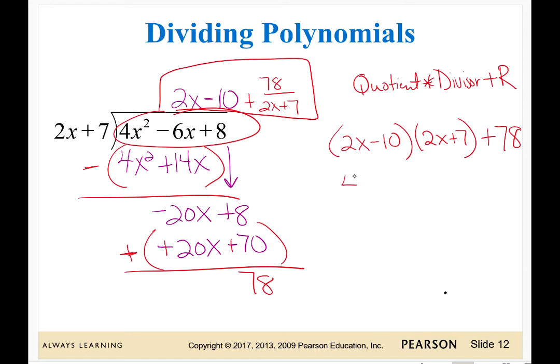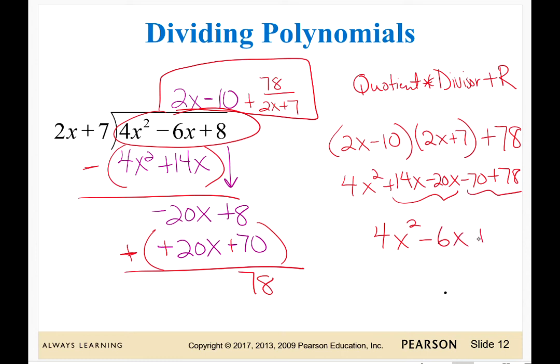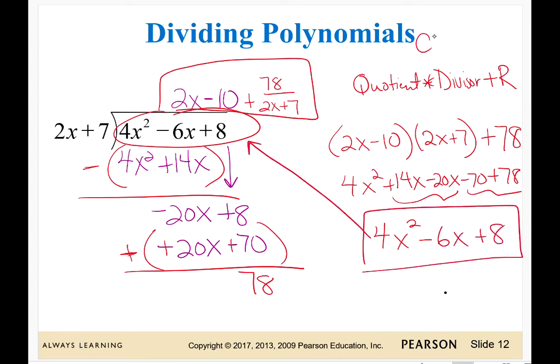So FOIL, I get 4x squared plus 14x minus 20x minus 70 plus 78. So I've got like terms here and I've got like terms here. So 4x squared minus 6x plus 8. Look at that. We get the dividend all over again. So that is my check. I've double checked it. I know it works, so I'm good to go.